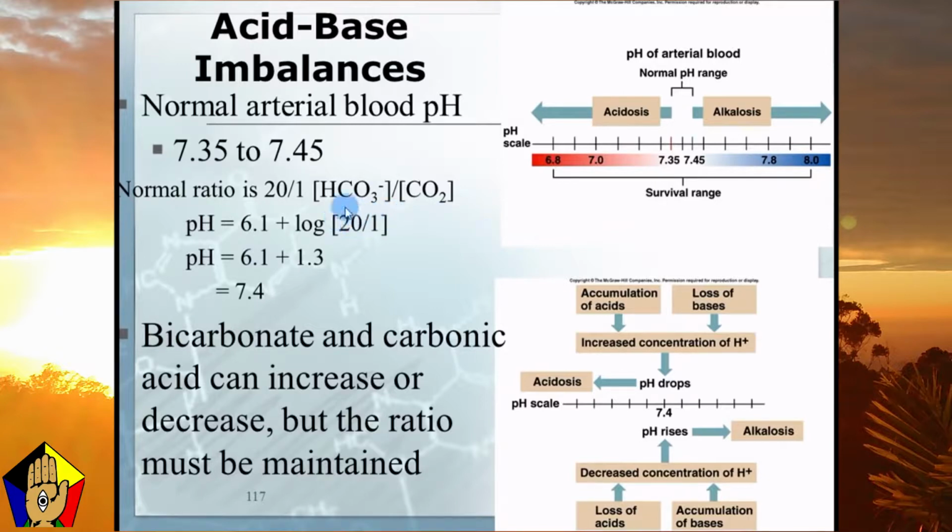So if the base reduces, we'll say it cuts in half, you're no longer at 20, you're at 10 to 1. Your outcome, 10 divided by 1, is now 10. It's a state of acidosis because you lost bases.